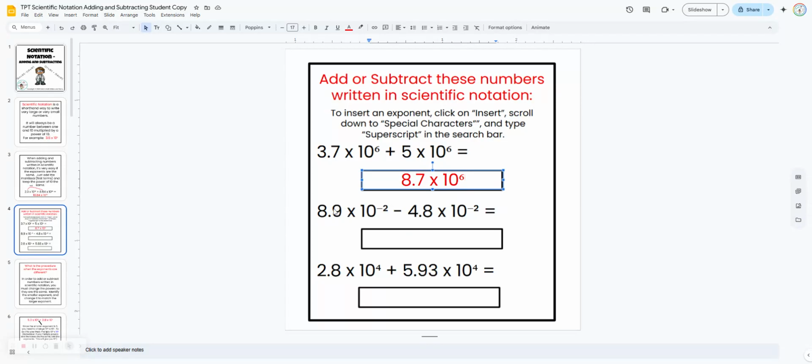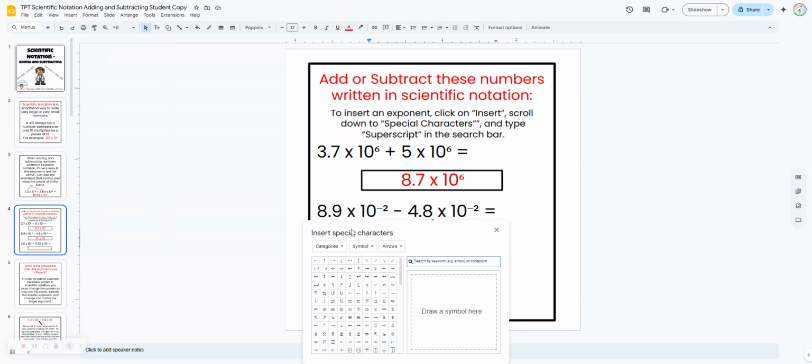This one's subtraction, so we're going to take 8 and 9/10, subtract 4 and 8/10, and then times 10 to the -2. And if you want to put in a negative, I'll show you how to do that. So 8 and 9/10 subtract 4 and 8/10, and we're going to get 4 and 1/10 times 10, and we want a -2 exponent. So again, we're going to come up here to Insert, Special Characters, Superscript.